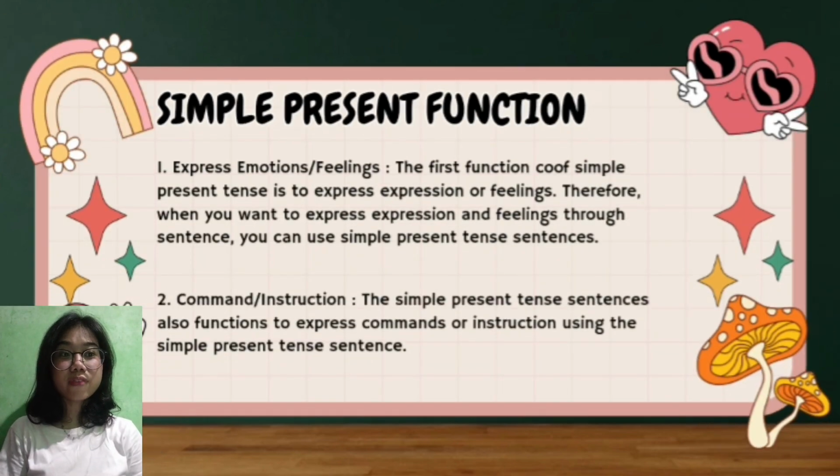Simple present tense function. 1. Express emotion or feelings. The first function of simple present tense is to express emotions or feelings. Therefore, when you want to express emotions or feelings through a sentence, you can use a simple present tense sentence. 2. Comment or instruction. The simple present tense sentence also functions to express comments or instructions.